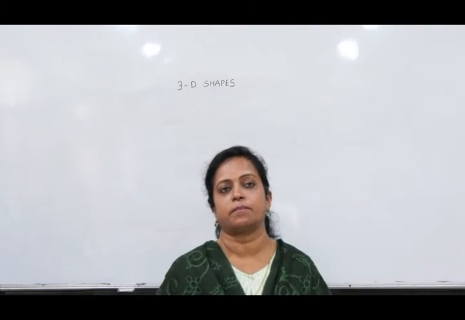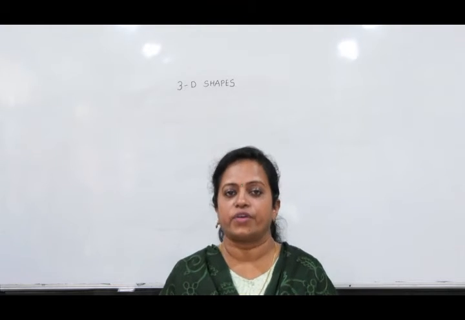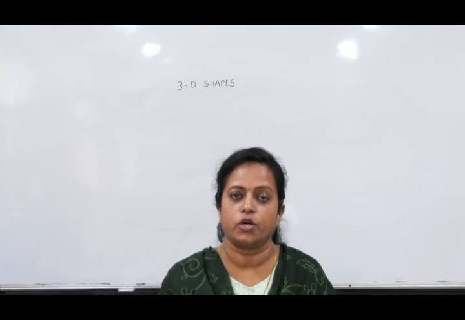Now let us see some examples of pyramids that you find around you. These can be the pyramid shaped tents, or one of the famous examples of pyramids is the pyramid that you observe in Egypt. And even some towers and buildings are also in the shape of a pyramid. These are the different three-dimensional shapes that are discussed in your textbook.